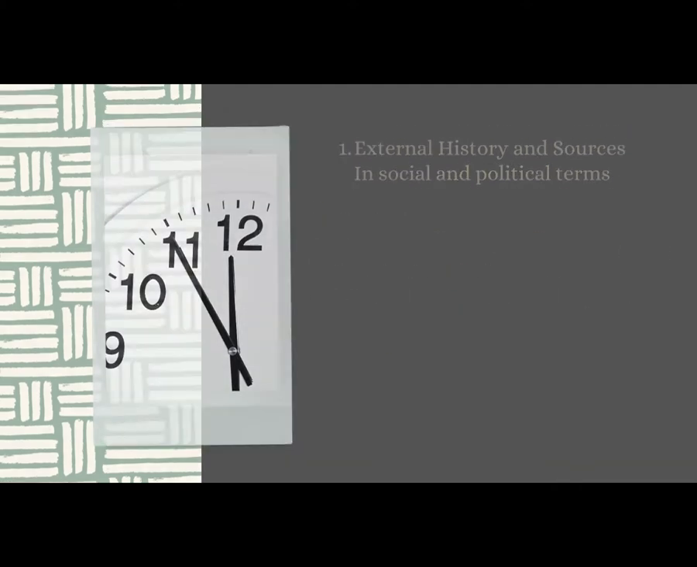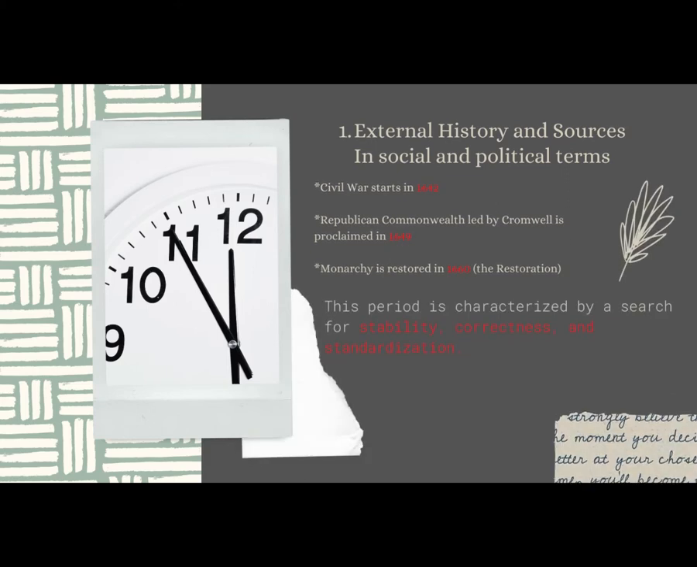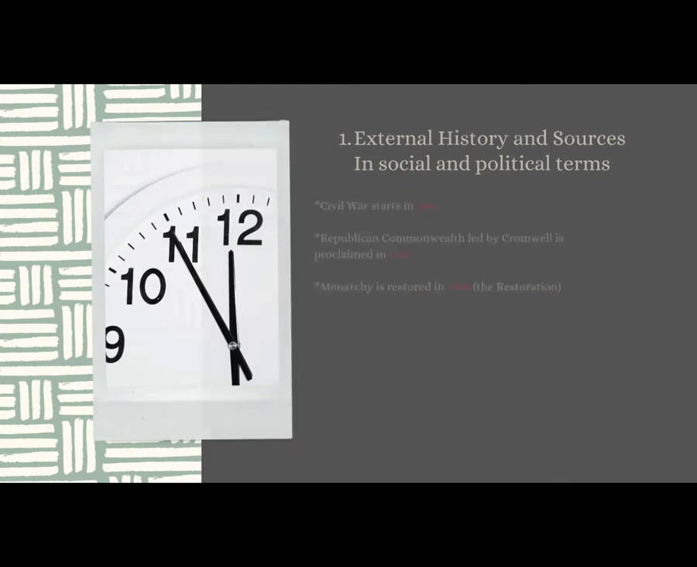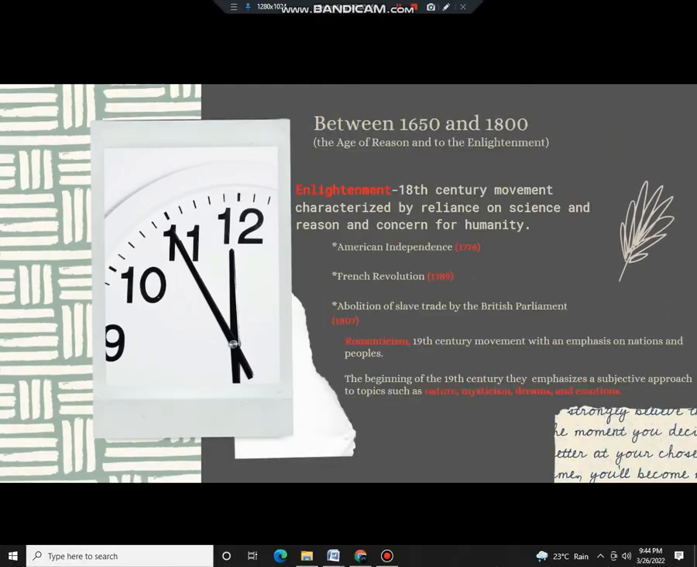And while the Renaissance was characterized by freedom, this period is characterized by a search for stability, correctness, and standardization. So the period between 1650 and 1800 also led to what is later called the Age of Reason and the Enlightenment. So the Enlightenment is an 18th century movement characterized by reliance on science, reason, and concern for humanity. It may be considered responsible for certain social and political changes towards the end of the 18th century. So the American independence happened during 1776, and the French Revolution was 1789, and the abolition of the slave trade by British Parliament was 1807.